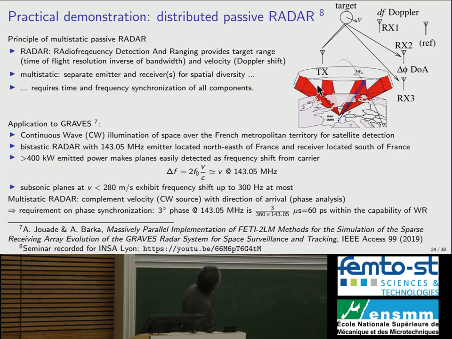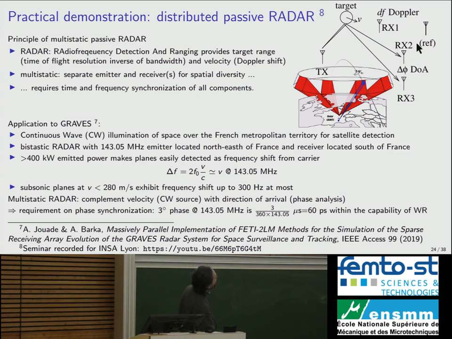So what we're looking at is we're illuminating the satellite or whatever from the ground. Remember that the Doppler shift for a radar system is 2 times F times V over C, because you illuminate the target and you get the signal back, so that's 2 times the carrier frequency, times the velocity of the target, divided by the speed of light. And on this continuous wave source, I would like to add to the velocity information the direction of arrival.